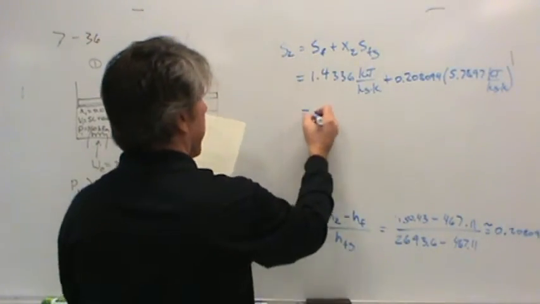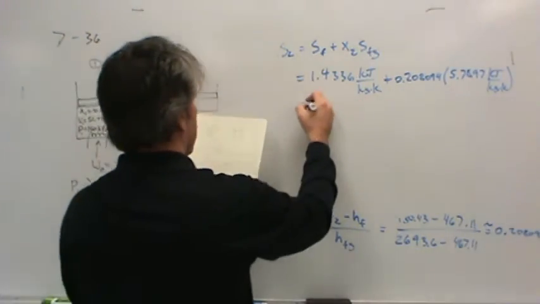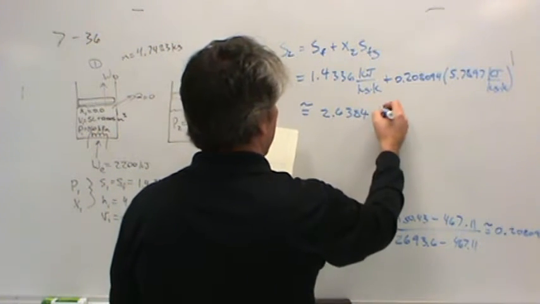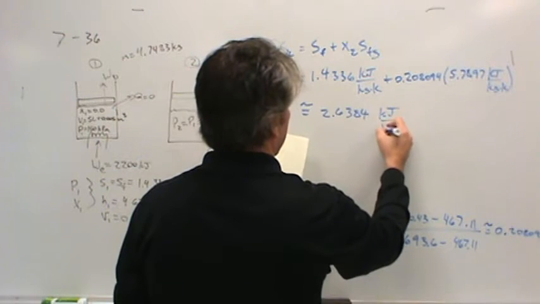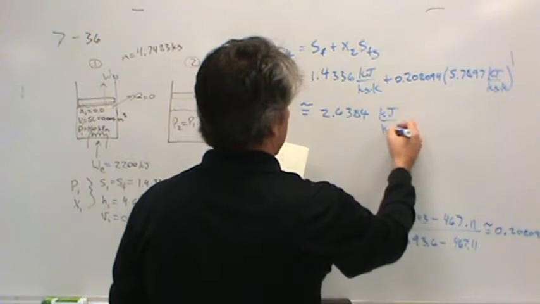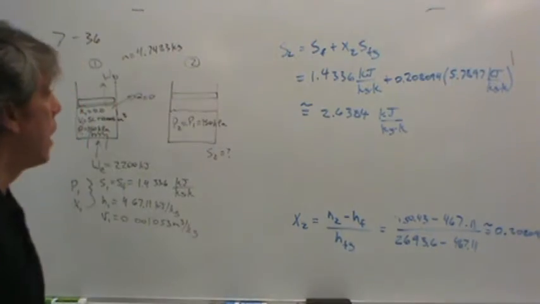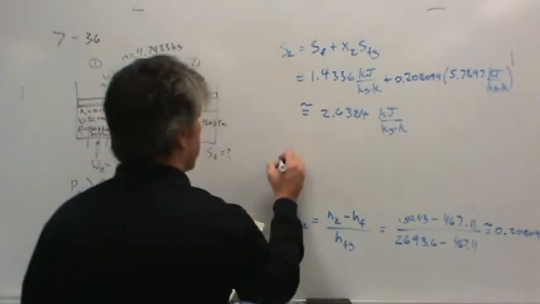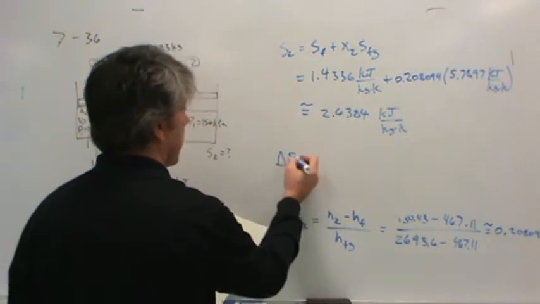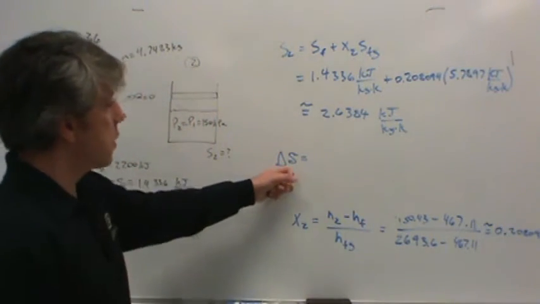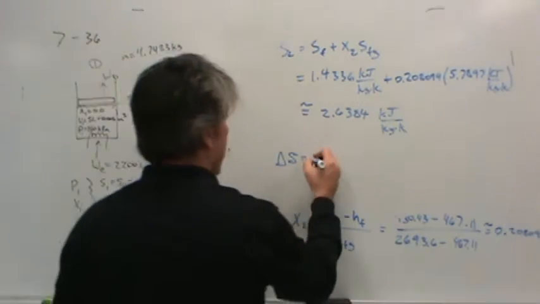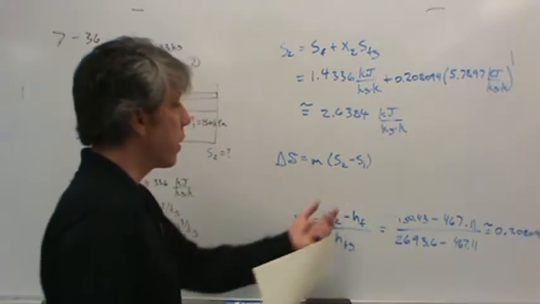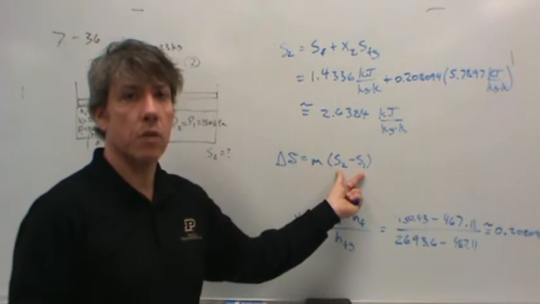Okay, multiply all that out, and you'll find that the entropy in state 2 is about 2.6384. You have to round it off somewhere. So kilojoules per kilogram per Kelvin. There's the specific entropy in state 2. Now, why would we care about that? Well, we were asked to find the change in entropy. Now, this would be the change in total entropy. So this is a delta capital S. This would be the mass multiplied by the entropy in state 2 less the entropy in state 1, where these are the specific entropies, the entropies per unit mass.